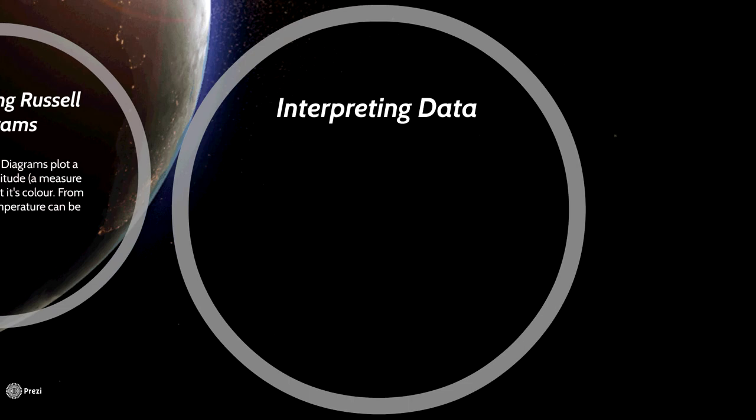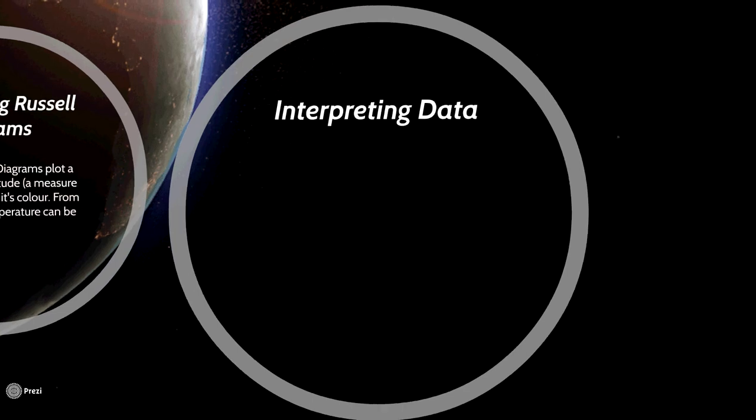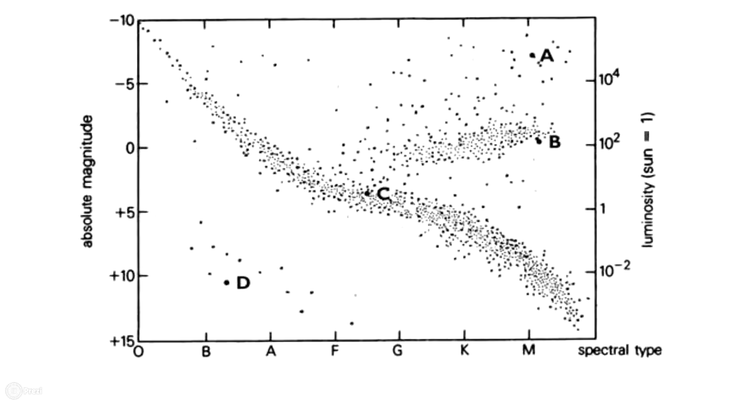Interpreting data. On the Hertzsprung-Russell diagram, the star with the highest surface temperature is star D, as spectral type corresponds with heat. A blue colour represents a higher temperature. Which star on the diagram is a supergiant? Why? Star A is a supergiant because it is the largest star on the diagram.